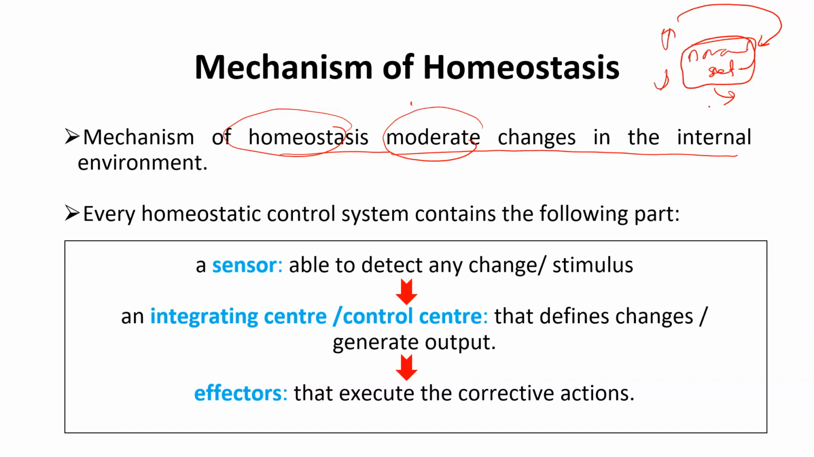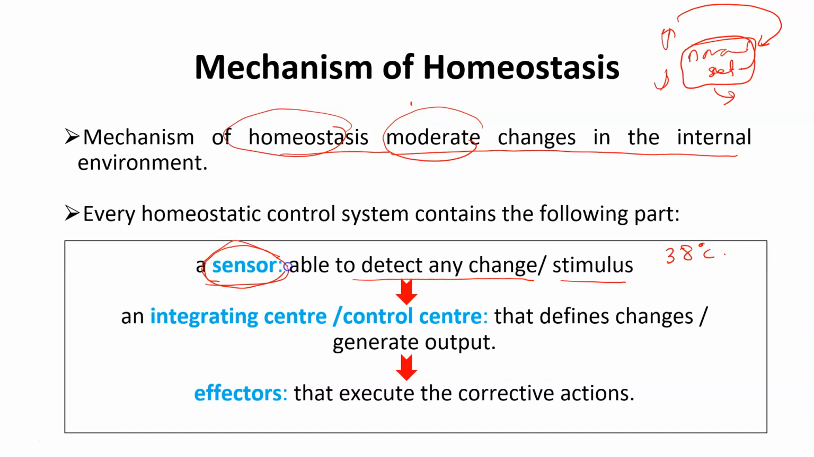Okay. So every homeostatic control system contains the following part, which is the sensor. The function of the sensor is to detect any change or any stimulus. So if your body temperature increase, demam, for example, what is the mechanism? Okay, if you are eating so much sugar, your blood glucose level increases, for example. So what is the mechanism? What is the sensor that will detect that change in the chemical factor, that change in the physical factor?